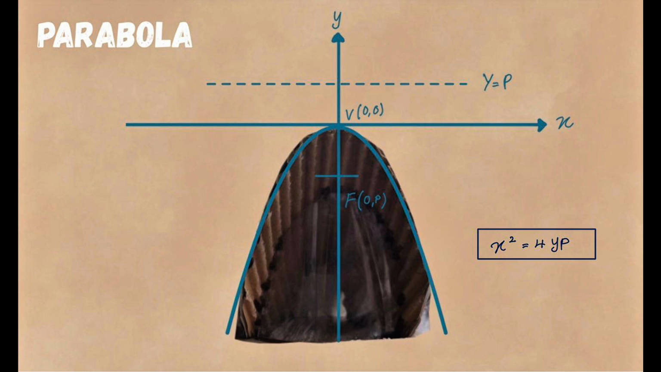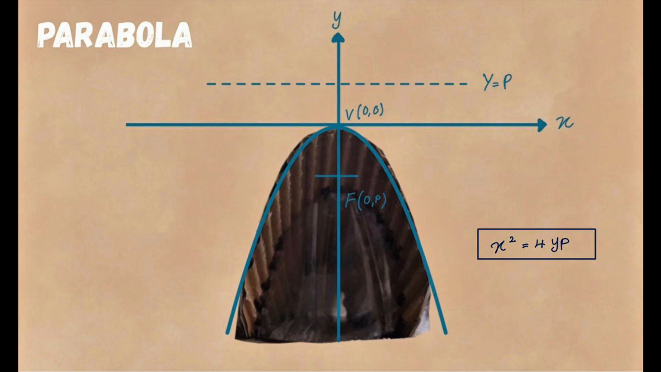Secondly is F. F is the focus point, labeled (0, p). This point is inside the parabola and helps define its shape. It lies a distance p away from the vertex along the axis of symmetry.